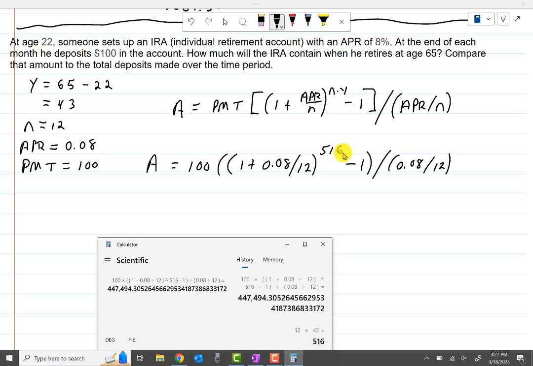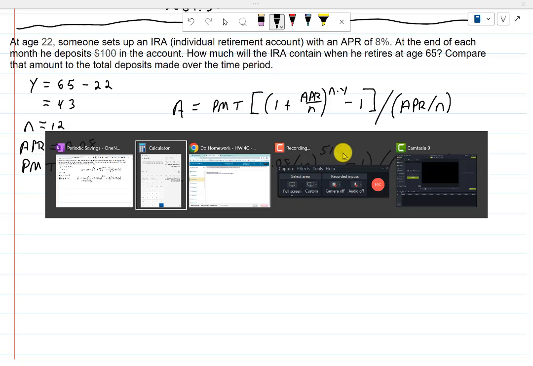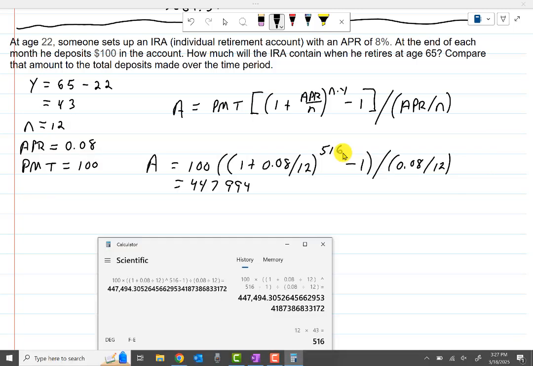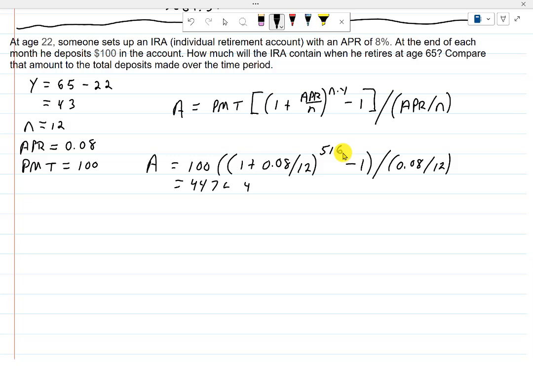And it looks like I have $447,494. Let me get the exact amount. 447,494. So that's after they retire, they have almost $500,000 is how much they have to live on in retirement.